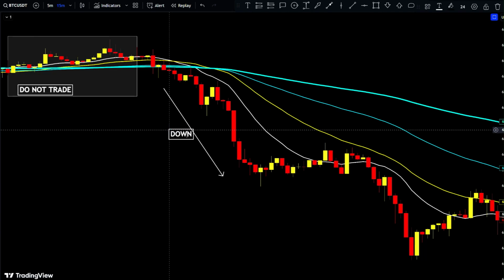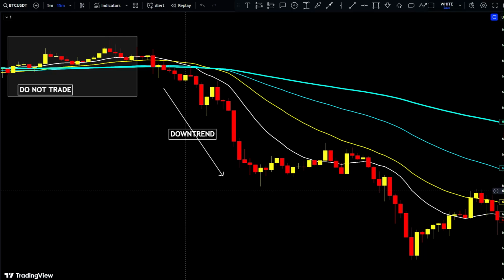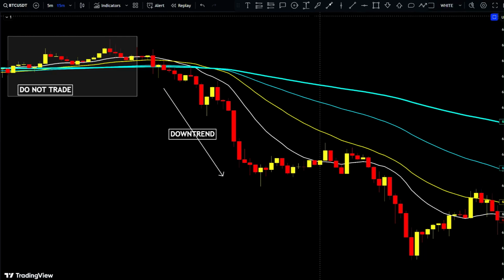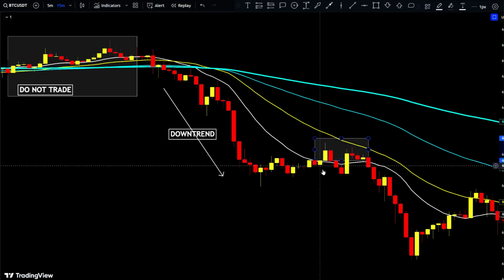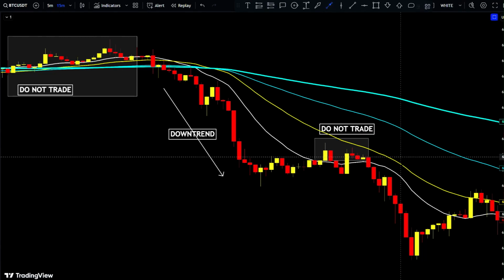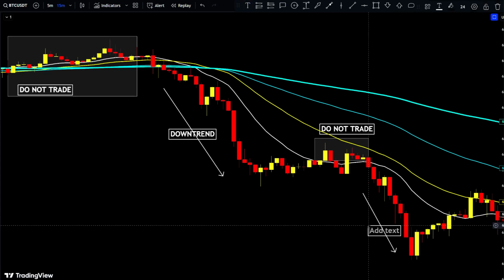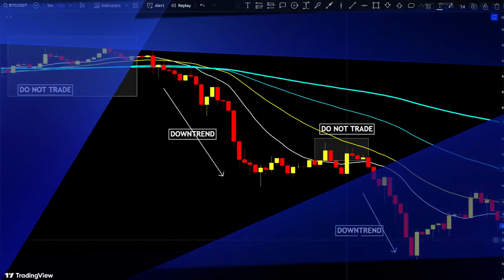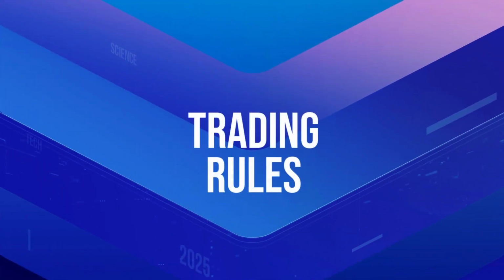21 below 45, 45 below 90, and 90 below 200, with the price below all the lines, a clear sign of a downtrend. However, the price later moves above some of the lines, signaling a correction wave. Again, this is not an ideal time to trade. Then you'll notice that the lines shift to a more orderly arrangement, with the price below all the lines, a clear sign of a downtrend.